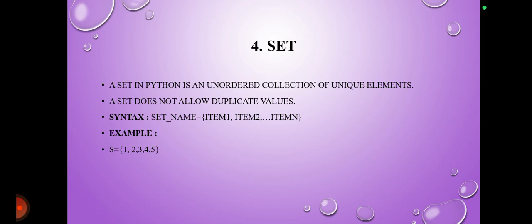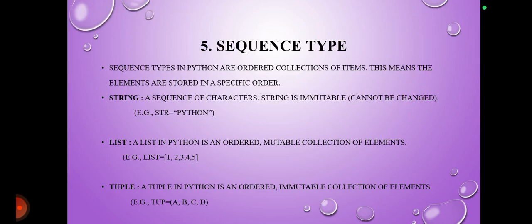This is the example. s is the name of the set. It's the variable where we are storing our data. The curly braces tell Python we are creating a set. Inside this set, we have the numbers 1, 2, 3, 4, 5, all of which are unique values. Now let's talk about a new category of data types in Python, that is sequence types. Sequence types are ordered collections. That means Python stores the items in a specific order and you can access them by their positions.